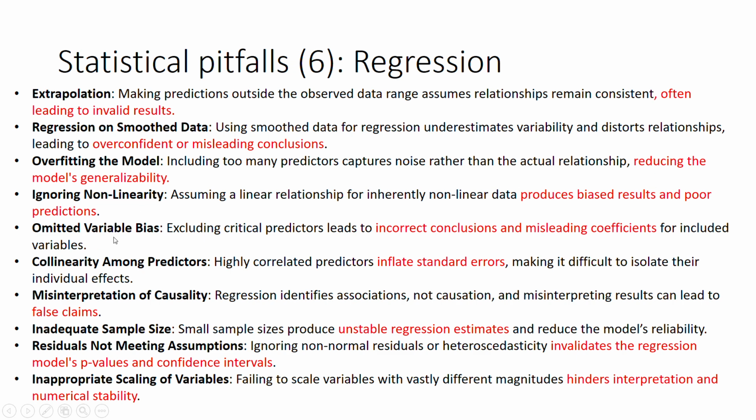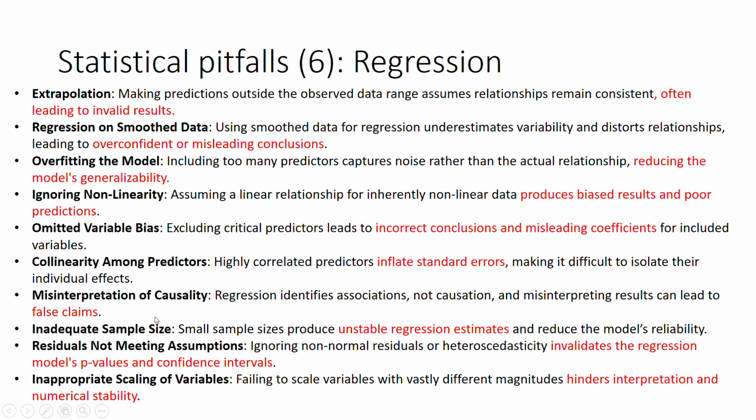Or, the opposite of this one, you may omit variables that are useful to make predictions, so to predict part of your observations, but you are not including them, and then you have incorrect conclusions, misleading coefficients, because the rest of the variables will try to account a little bit for the variable that you have omitted.